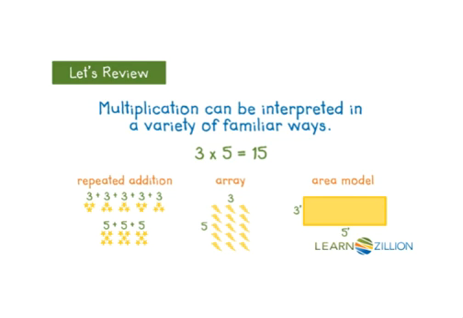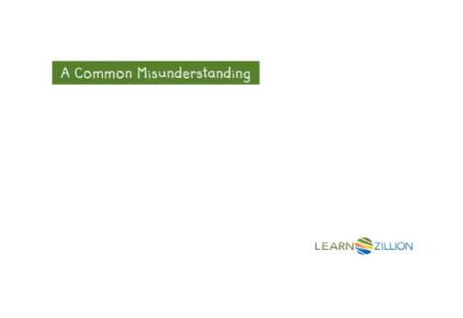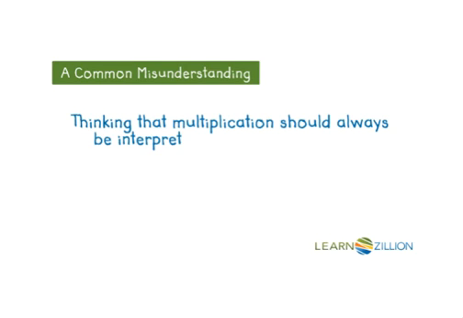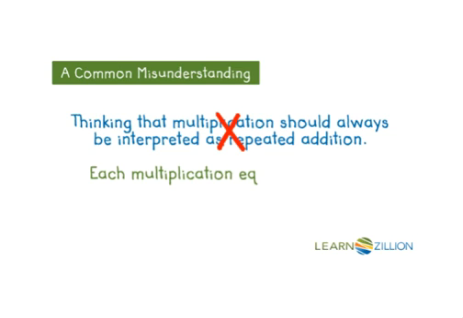It can also be interpreted as an area model in which a specified area has the dimensions of 3 by 5. A common misunderstanding many students have in relation to multiplication is thinking that multiplication can and should always be interpreted as repeated addition. This is not always the case. Each multiplication equation must be considered in context.